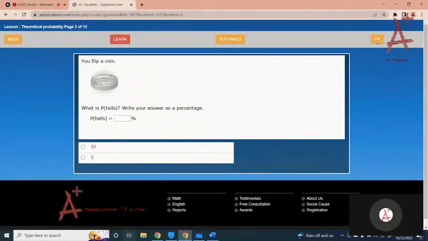Okay, you flip a coin. What is the probability of getting tails? So you have two options on the coin, either tail or head. So the probability of getting either head or tail is 50%. Got it? Because out of the two, you have just one chance. You will get head or just one for the tail out of the two. So the probability of getting head is 50%. Got it?